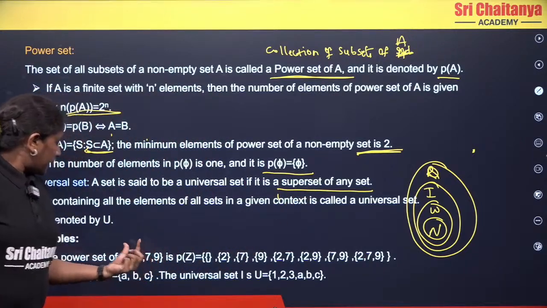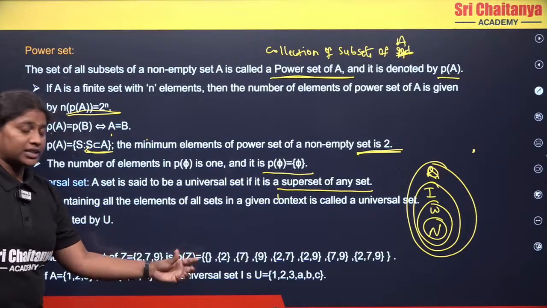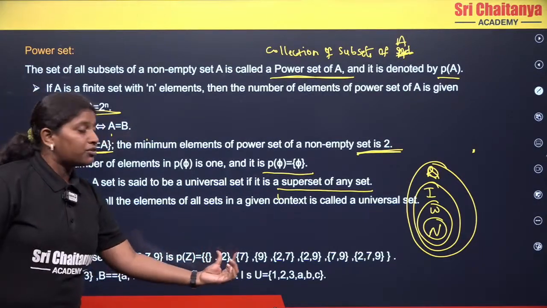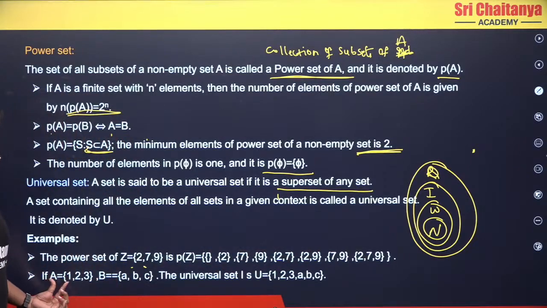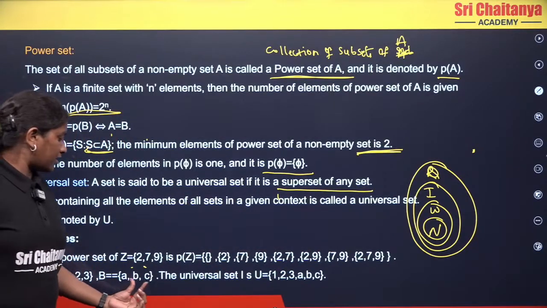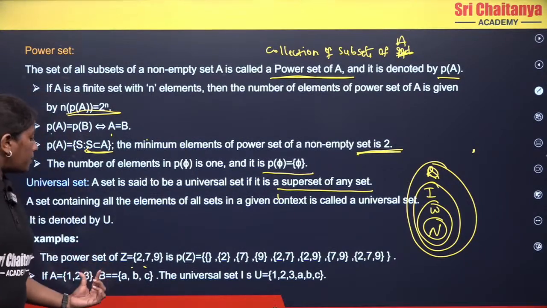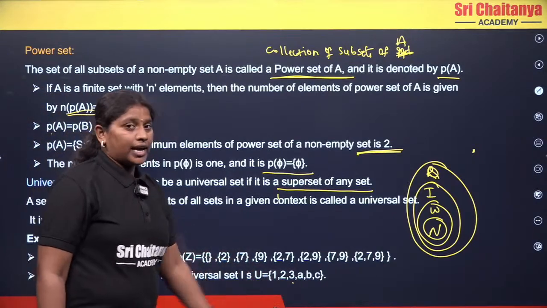Now coming to an example. If Z is given by {2, 7, 9}, then P of Z, that means the power set of Z, will be given by the set of all the subsets of that set. Now moving to the next: if A equals {1, 2, 3} and B equals {a, b, c}, then we can write the universal set as the combination of these two sets, which is nothing but {1, 2, 3, a, b, c}.